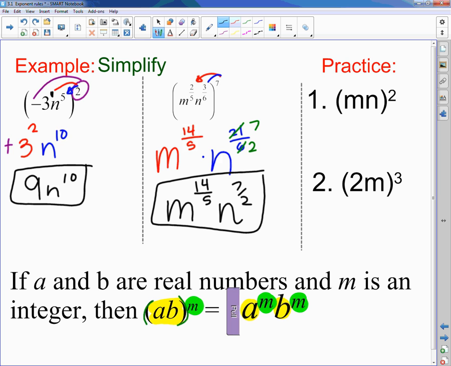Okay. All right, go ahead and practice these two on the right. Just going to give you a minute to try those.